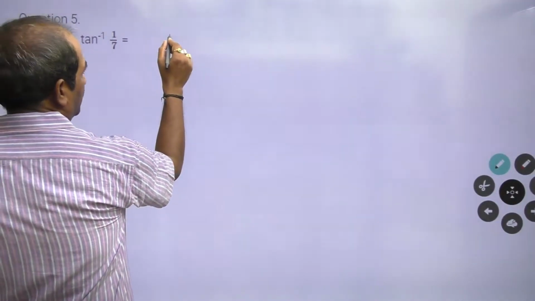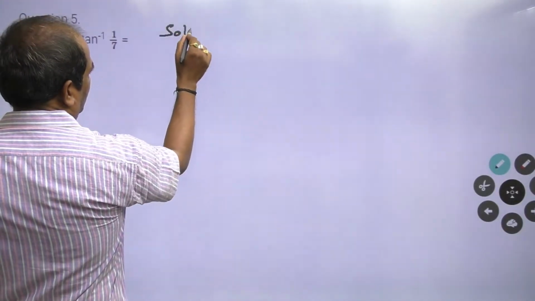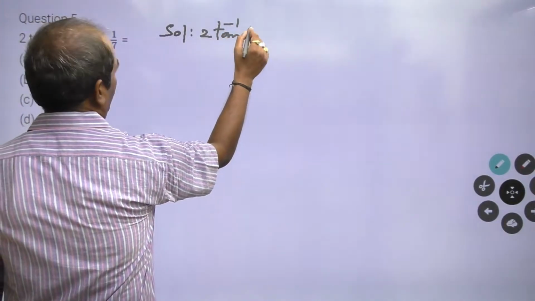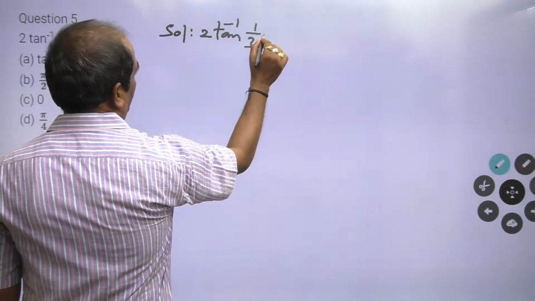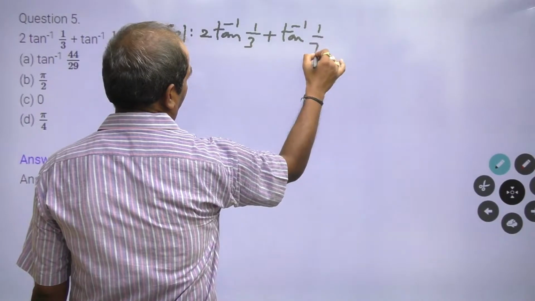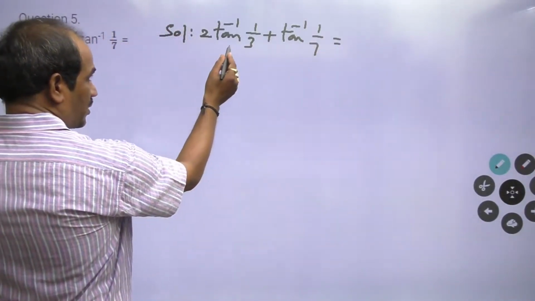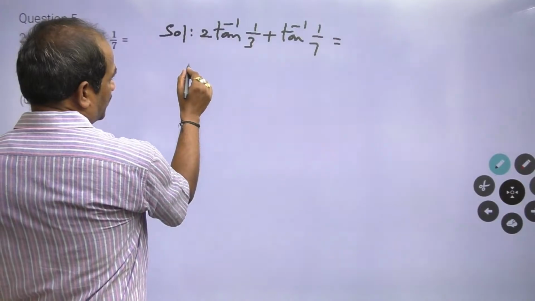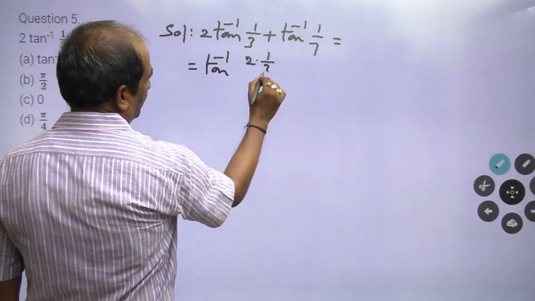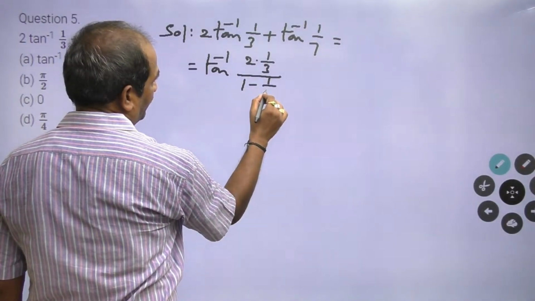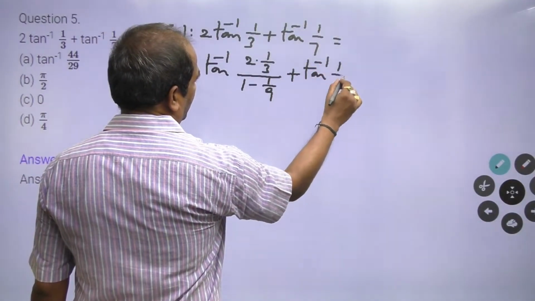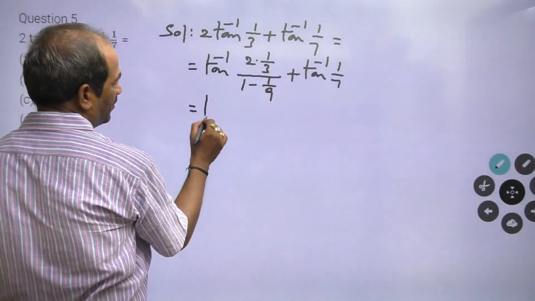In this solution, from the given data: 2 into tan inverse of 1 by 3 plus tan inverse of 1 by 7. Apply the formula: 2 tan inverse x is equal to tan inverse of 2x by 1 minus x square. Here 2x means 2 into 1 by 3, and 1 minus x square is 1 minus 1 by 9, plus tan inverse of 1 by 7.